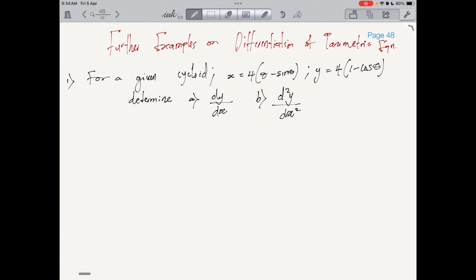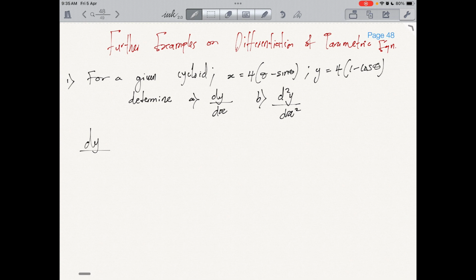Let's solve further examples on differentiation of parametric equations. Now, a cycloid is an example of a parametric equation. We are given x is equal to 4 into theta minus sine theta, and y is equal to 4 into 1 minus cos theta. And we are asked to evaluate dy/dx and also d squared y/dx squared.